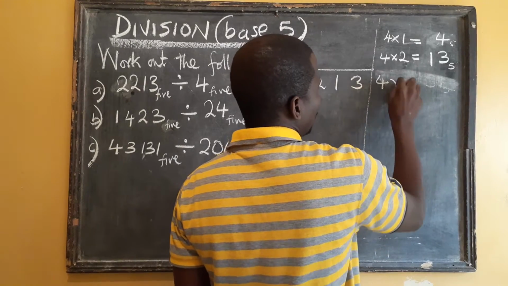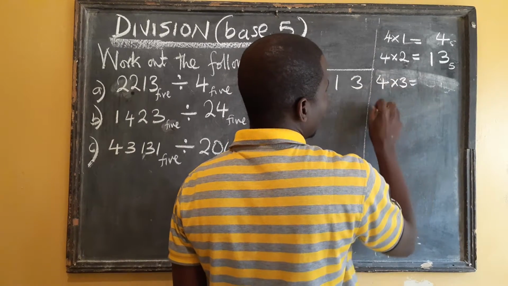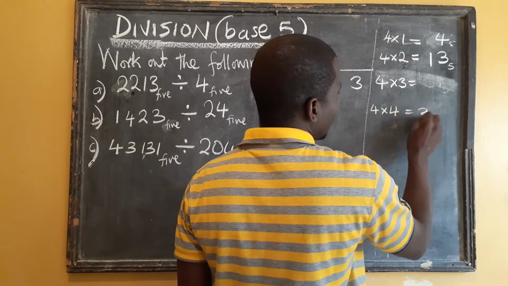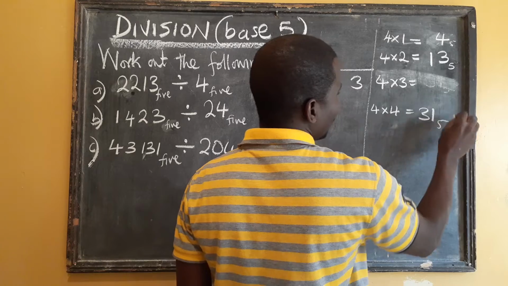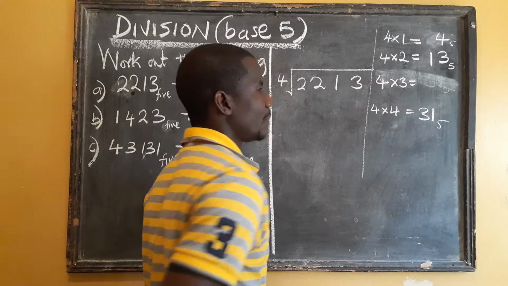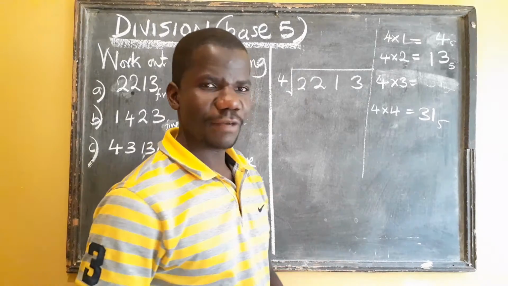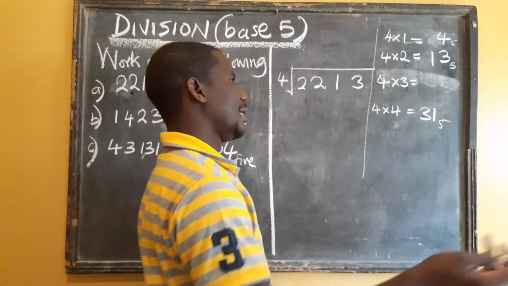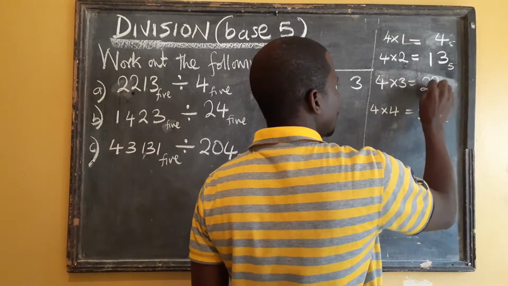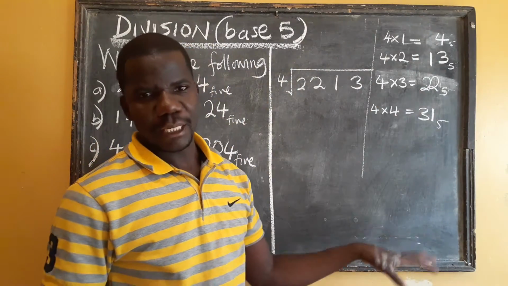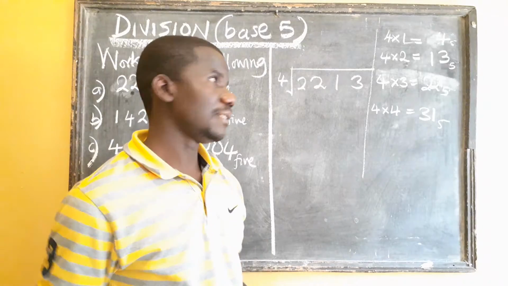Sorry, 4 multiplied by 3, then 4 multiplied by 4. So this one we already said it's going to be 5. What we get here, this will give us 12, isn't it? Now 12 divided by 5, what do we get? It's 2 remainder 2. So it will be like this. Once we have done this work, then our work has been made very easier.